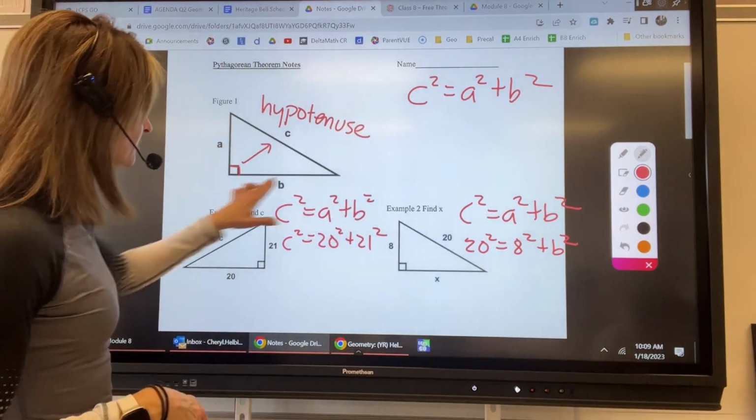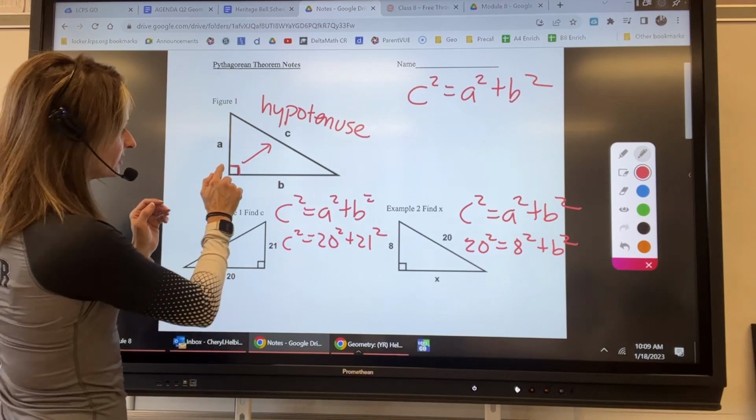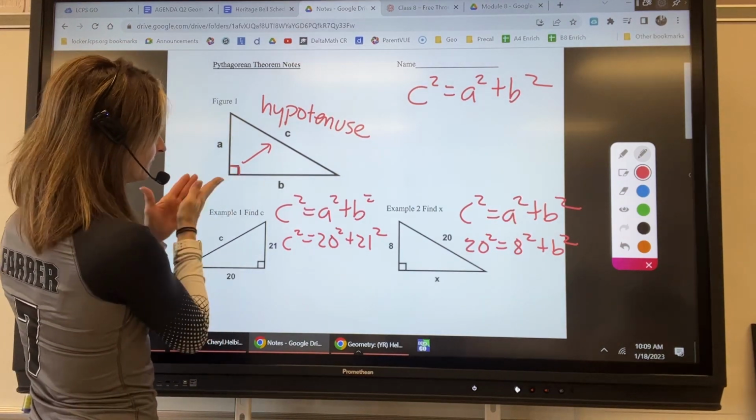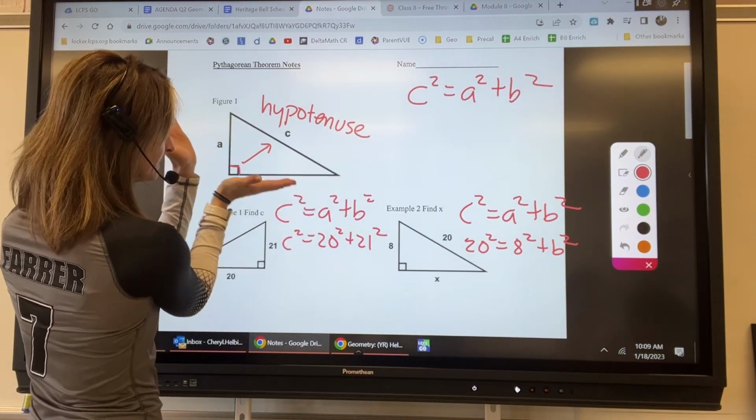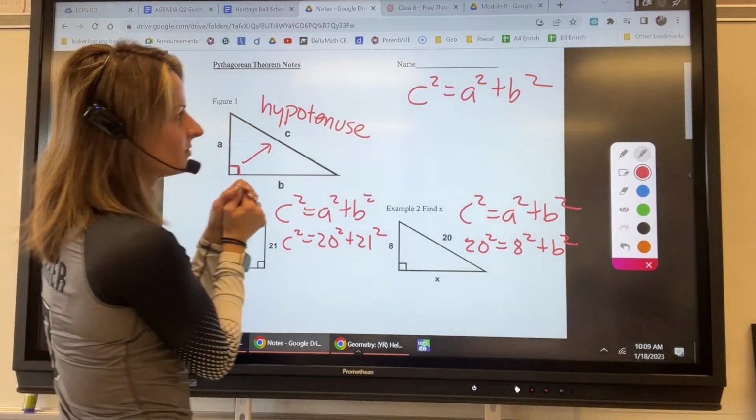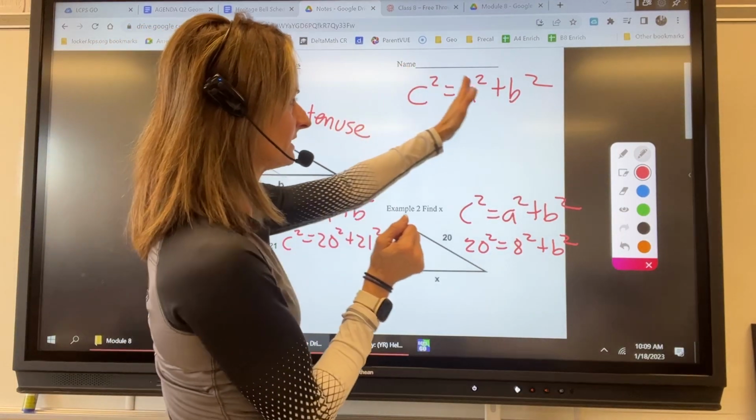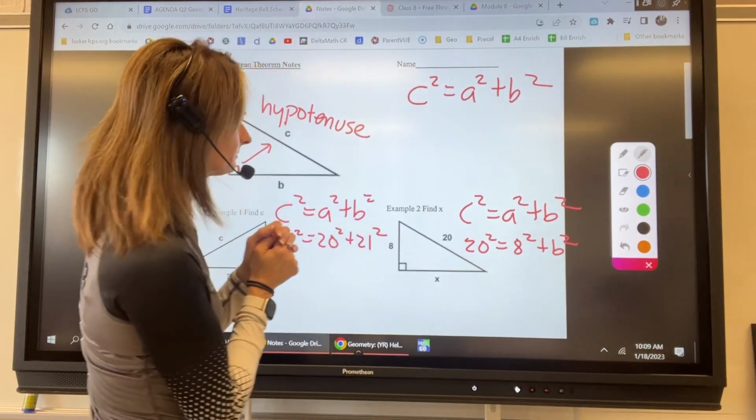So here we have a right triangle. We know it's a right triangle because we've been given this little box right here. The side that's across from it is called the hypotenuse, and these other two are the legs. The formula we're going to use is c squared equals a squared plus b squared.